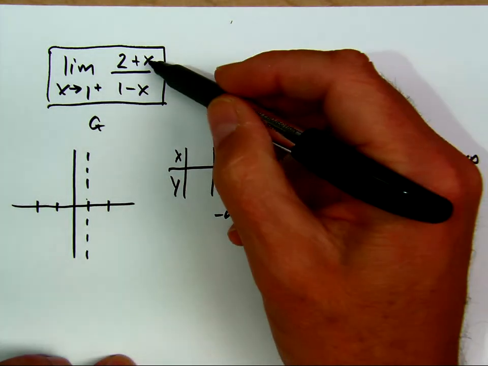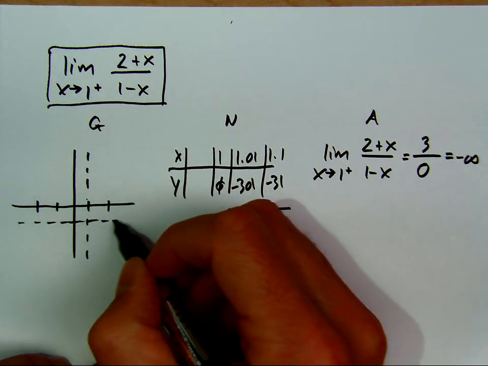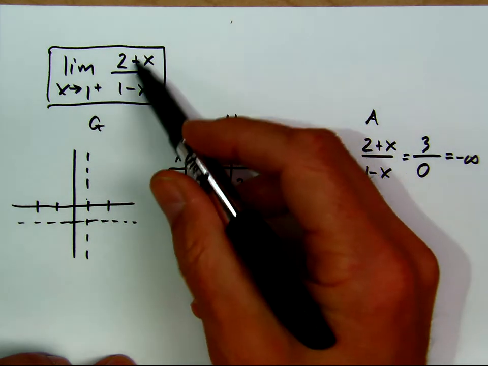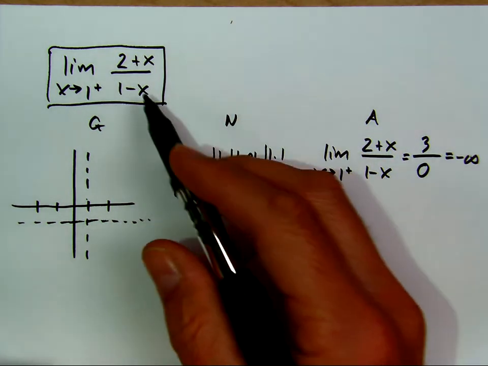This has a horizontal asymptote at negative 1, so that's from Algebra 2 and Pre-Calculus. We talked about horizontal asymptotes. We'll see it more in the next lesson.